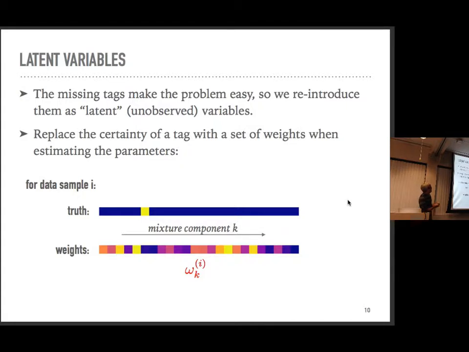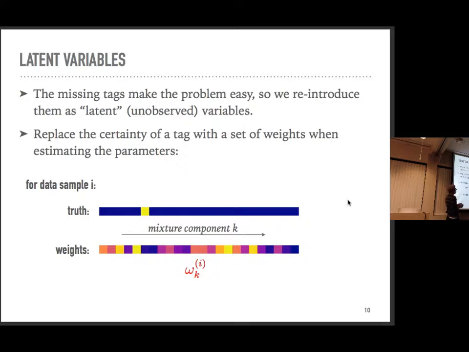So what we're effectively doing is replacing the certainty of a tag. A tag tells us, for a particular data sample i, which of the different mixtures it belongs to. These are all zeros, and we just have a single 1 there. This is what's called a one-hot encoding: a vector with all zeros and just a single 1. That's the truth about which mixture a particular data point belongs to. We have to abandon the truth because we don't have that certainty in our data file.